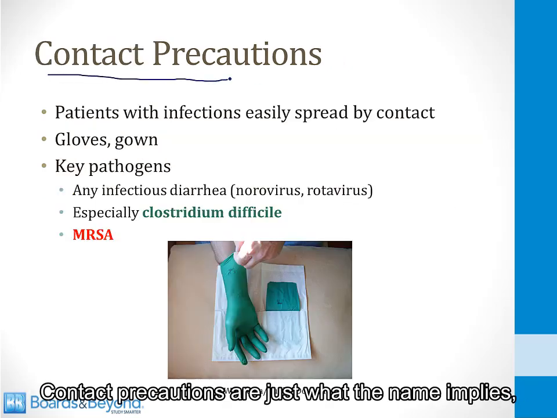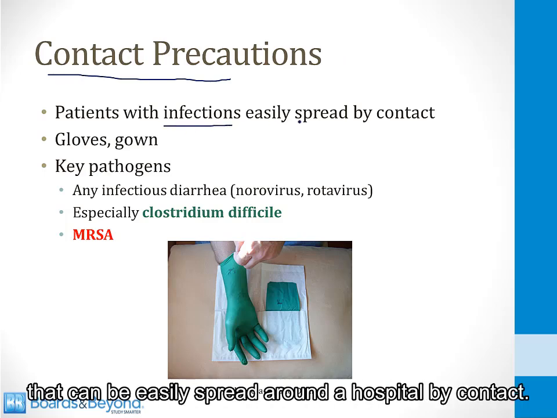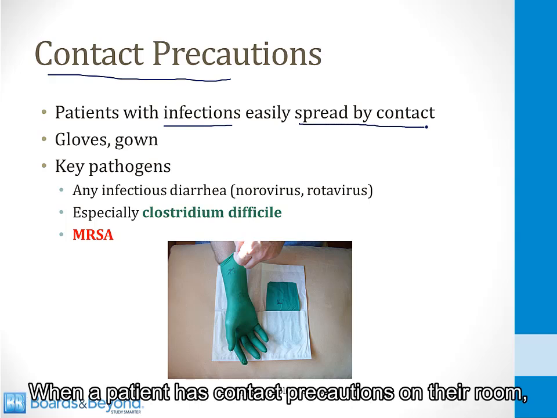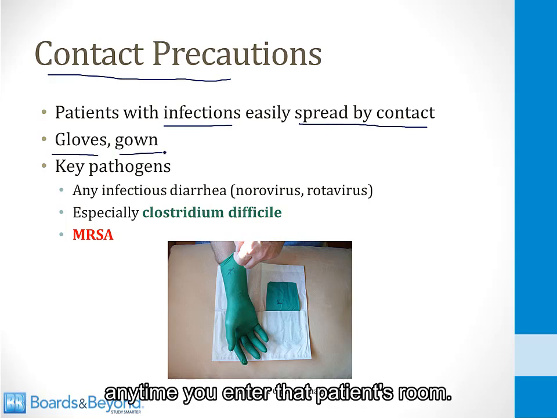Contact precautions are just what the name implies. These are precautions for patients who have certain types of infection that can be easily spread around the hospital by contact. When a patient has contact precautions on their room, you have to put on gloves and a gown anytime you enter that patient's room.